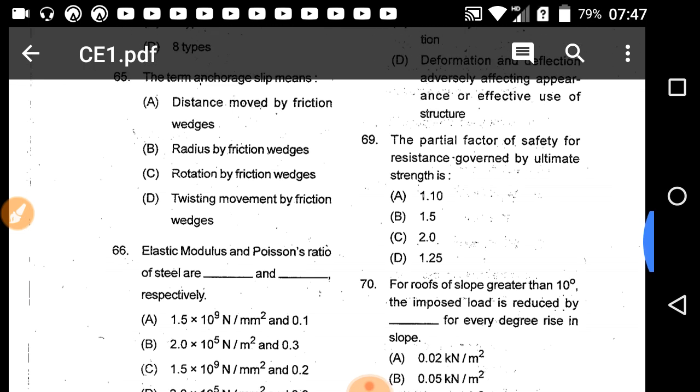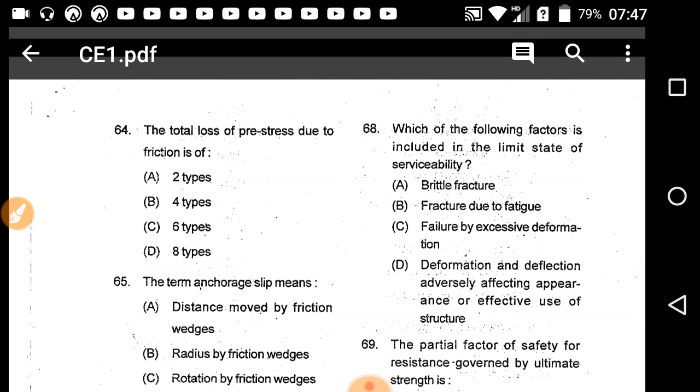Next question 68. Which of the following factors is included in the limit state of serviceability? Brittle fracture, fracture due to fatigue, fracture by excessive deformation, and deflection adversely affecting appearance or effective use of a structure. So here the correct option will be option D, that is deformation and deflection adversely affecting appearance or effective use of a structure. Question number 68, option D will be the correct answer.